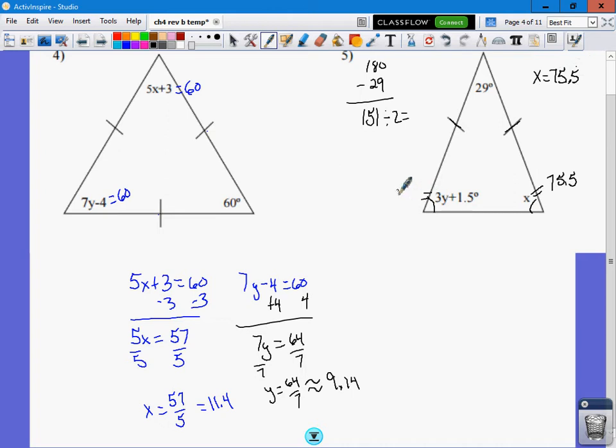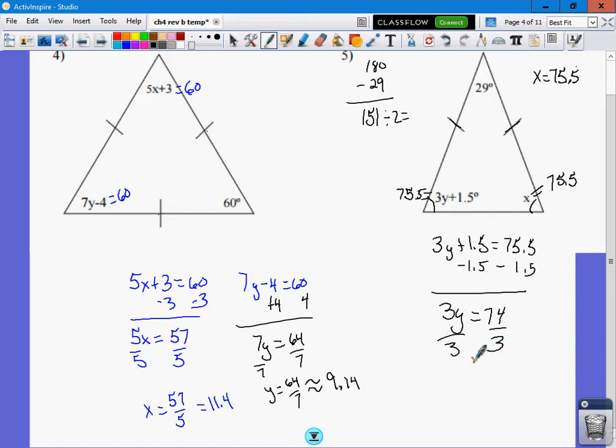And the other equation is going to be written 3y plus 1.5 equals 75.5. Subtracting 1.5 from both sides, I now have 3y is equal to 74, and I'm going to divide both sides by 3. And again, I left mine as y equals 74 over 3. I left it as an improper fraction.